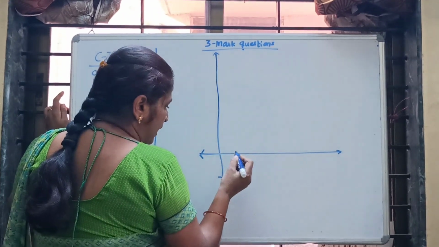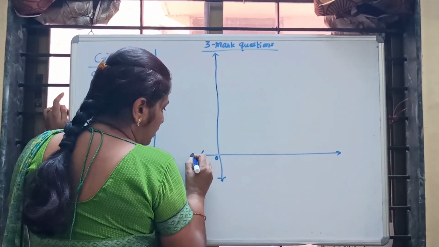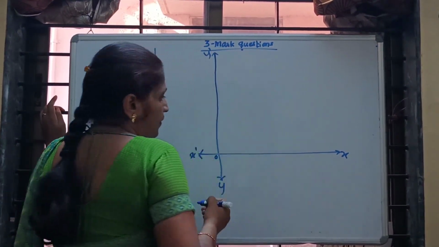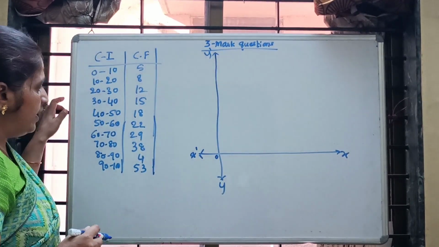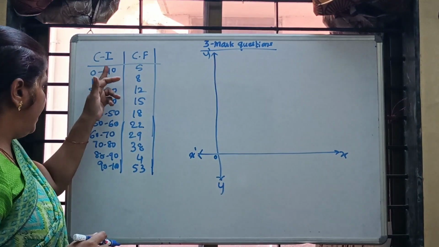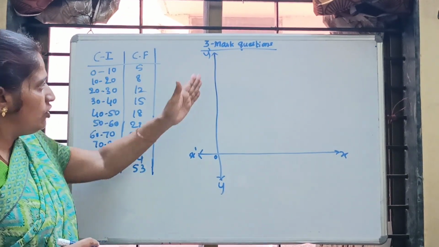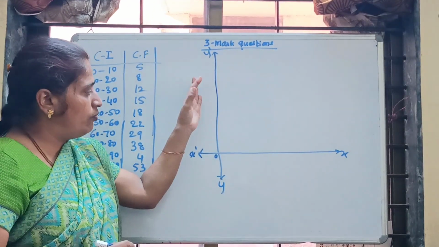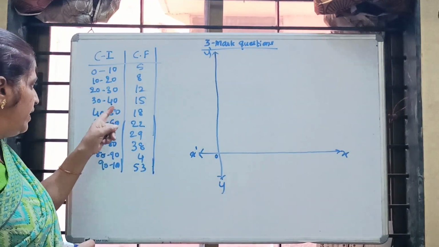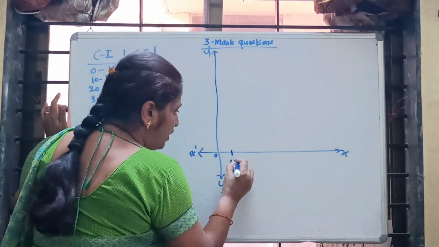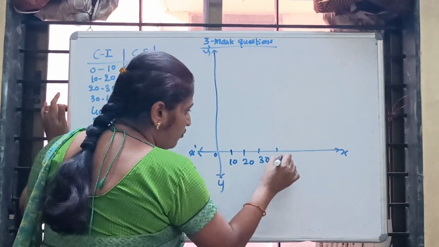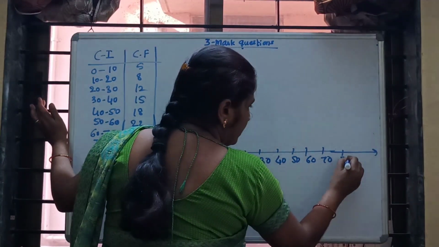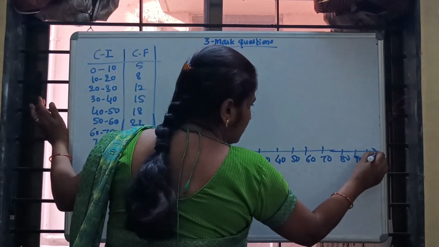Now we are not exactly at the center. We will call this 0. This is X', X, Y, Y'. So ogive means on the horizontal axis, the x-axis, we take the upper limits of the class interval, and on the y-axis we take the cumulative frequencies. The scale need not be the same on both axes. So here I have 10, 20, 30, so I am going to take directly those only: 10, 20, 30, 40, 50, 60, 70, 80, 90, 100. This is x.